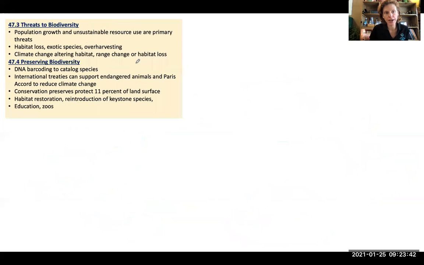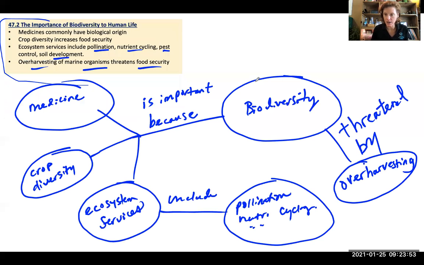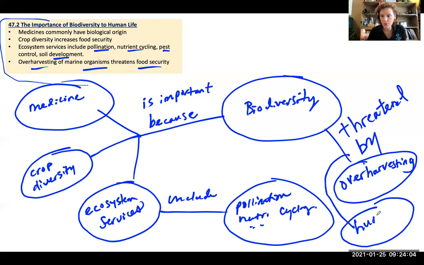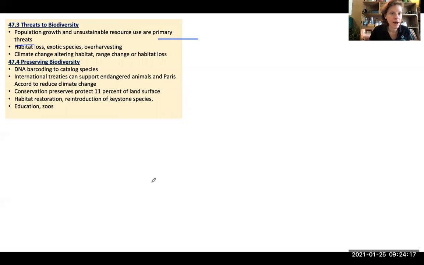For the next one, there are 4 sections in this chapter. Population growth is one of the primary threats to biodiversity. So I could go back here and say biodiversity was threatened by overharvesting, but also it's threatened by overpopulation, or I'll just say human population, and I'm using the same words, threatened by. So biodiversity is threatened by human population because we're exceeding our carrying capacity. Preserving biodiversity: how could we do that?